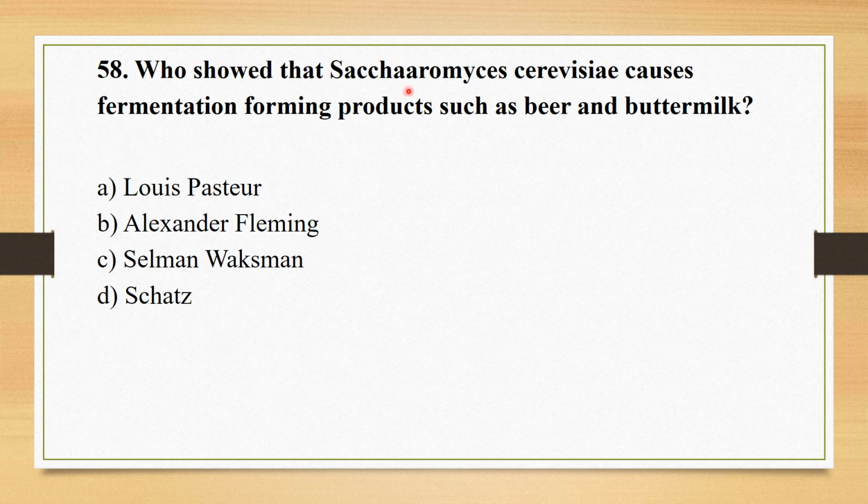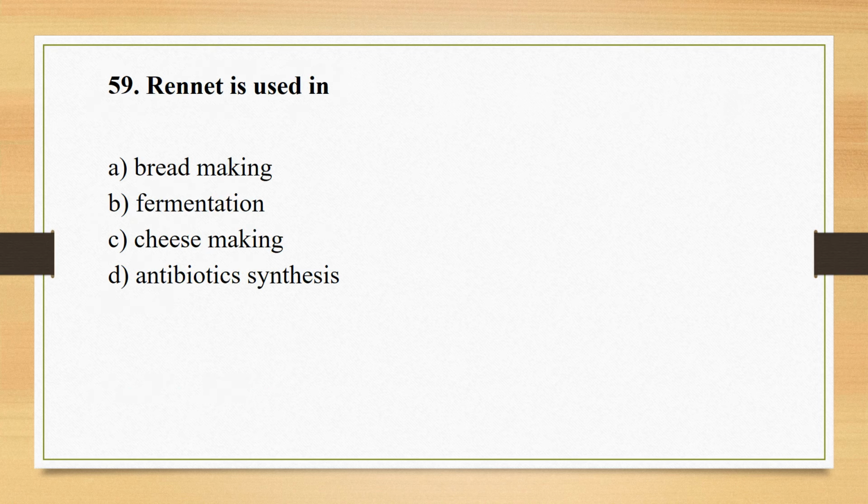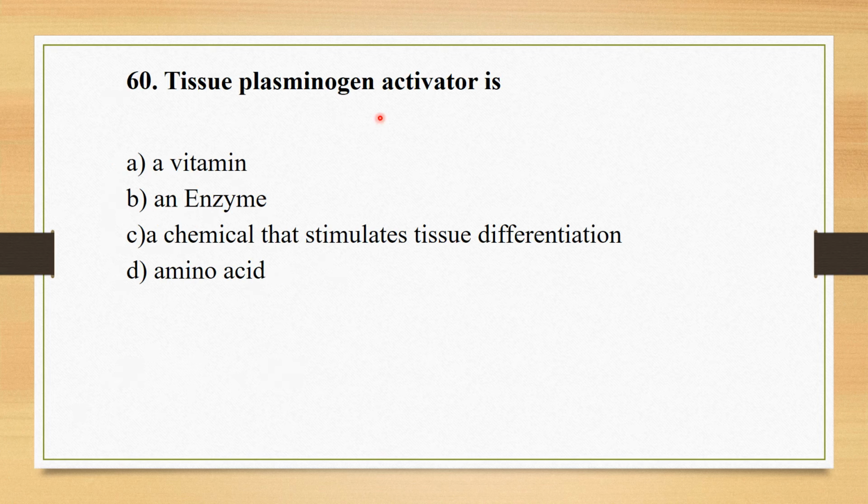Who showed that Saccharomyces cerevisiae causes fermentation forming products such as beer and buttermilk? It was Louis Pasteur. Rennet is used in the process of fermentation, bread making, cheese making. So mainly it is used for cheese making. Tissue plasminogen activator: is it a vitamin, an enzyme, or a chemical that's not sugar differentiation or amino acid? So tissue plasminogen activator is an enzyme.